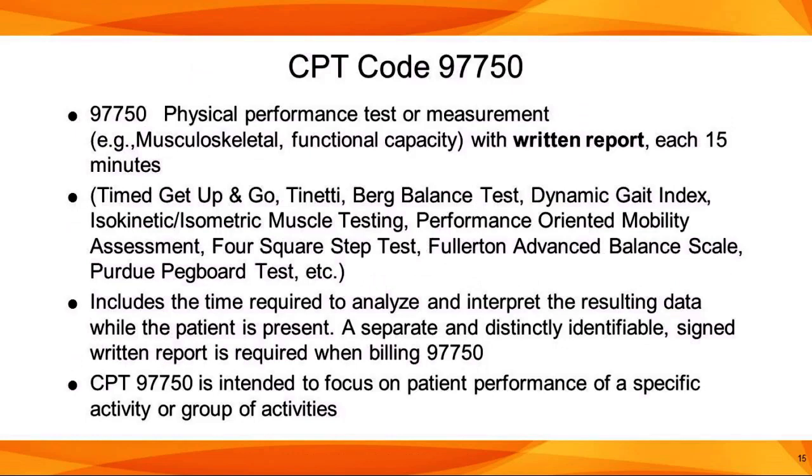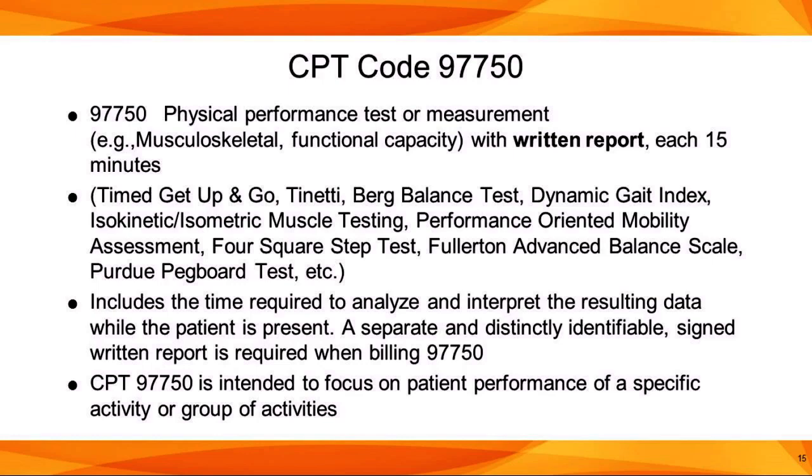So CPT code 97750 is physical performance test or measurement with a written report. So timed up and go, Tinetti, balance test, dynamic gait index, all those things listed there. The 15 minutes includes the time required to analyze and interpret the resulting data when the patient is present. And you need a separate and distinctly identifiable signed written report when you're billing 97750.